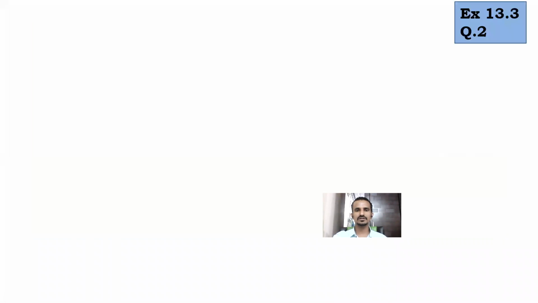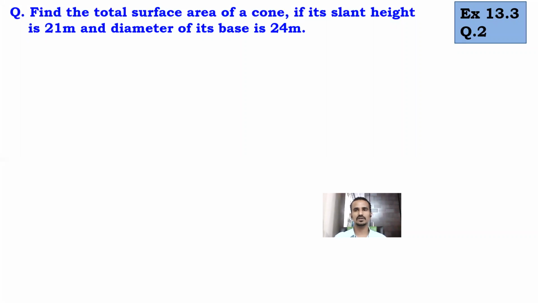So we are taking this question 13.3, question number 2. In 13.3 we have questions based on surface area. So let's see the first question. This is 13.3, question number 2, that says find the total surface area of a cone if its slant height is 21 meter and diameter of the base is 24 meter. So it's a simple question where we have to find out the total surface area, where we already know the height and diameter.